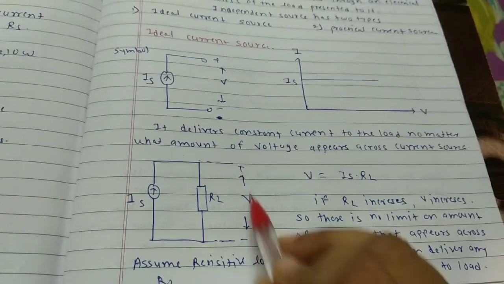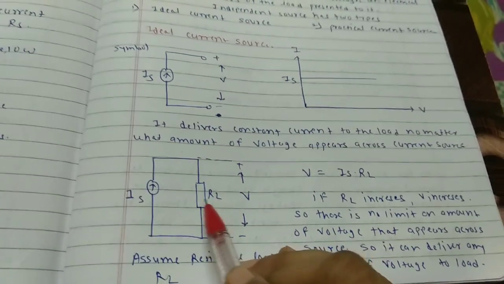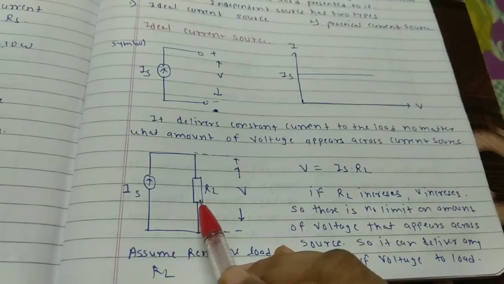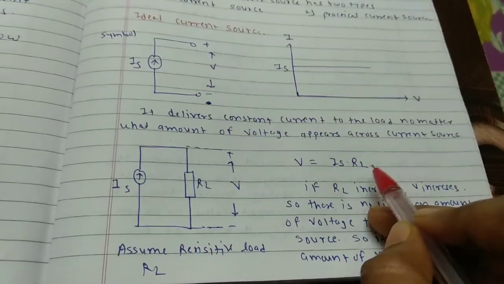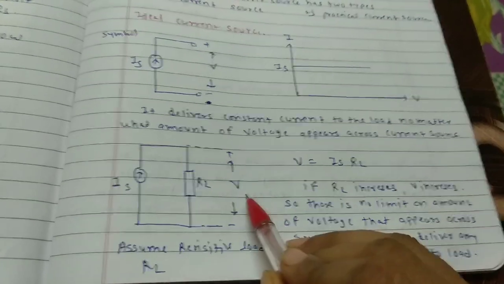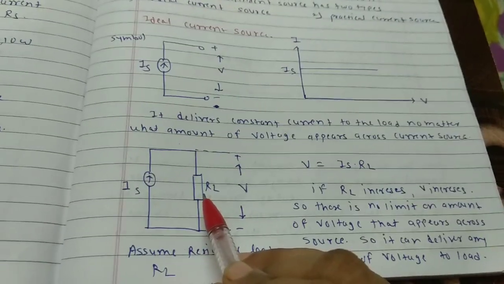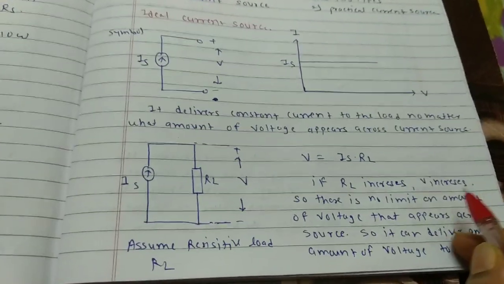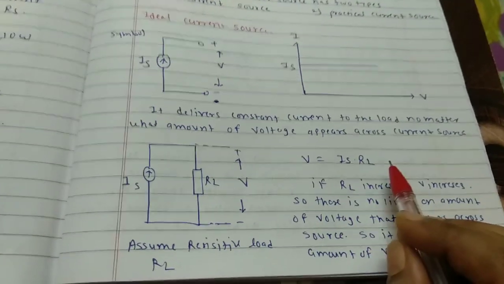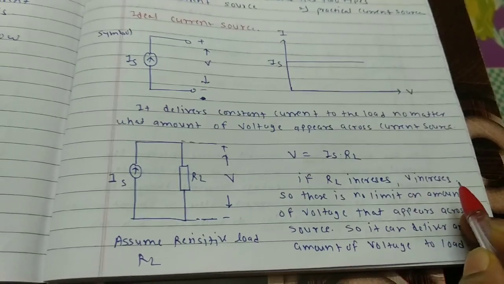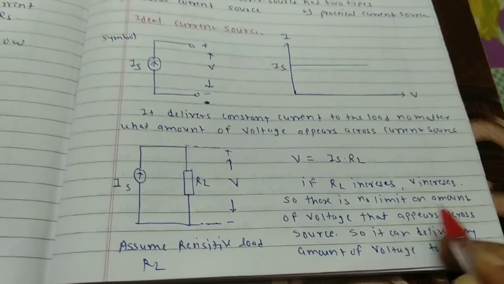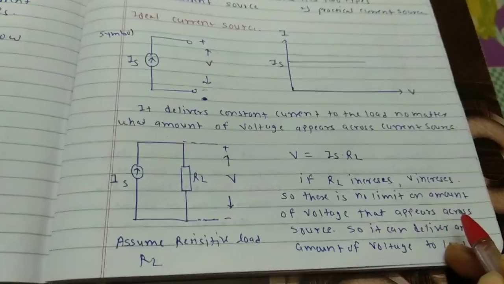So the value of V that appears across this load resistor is V equals Is into RL. Okay, V is equal to Is, that is the current, multiplied by the resistance RL. If RL increases, V also increases because it is directly proportional. So if RL increases, V also increases. So there is no limit on the amount of voltage that appears across the source.